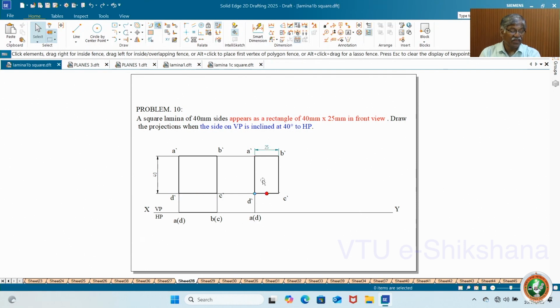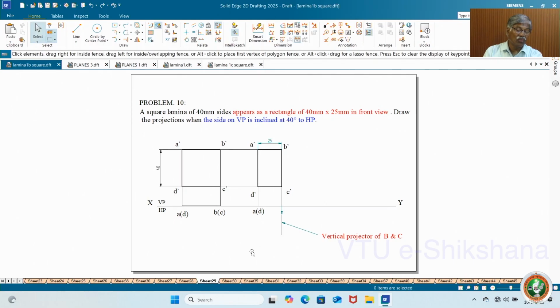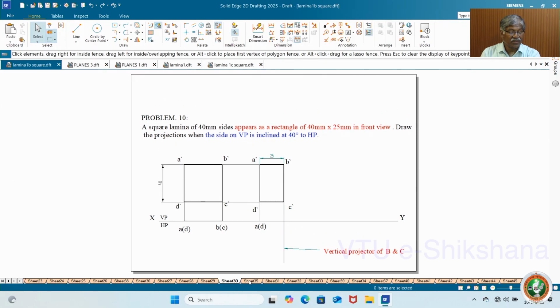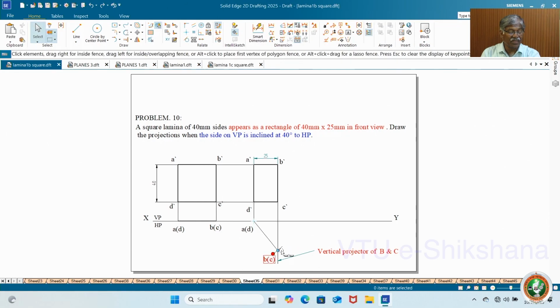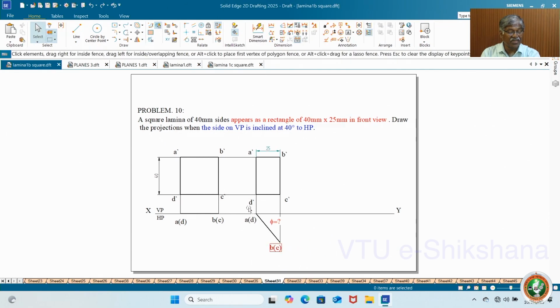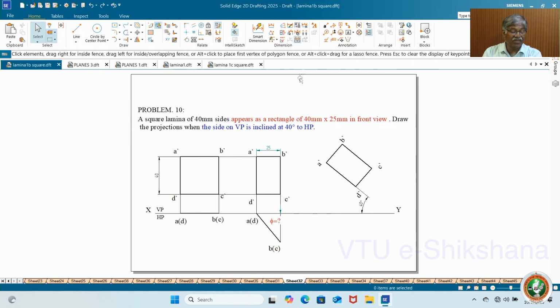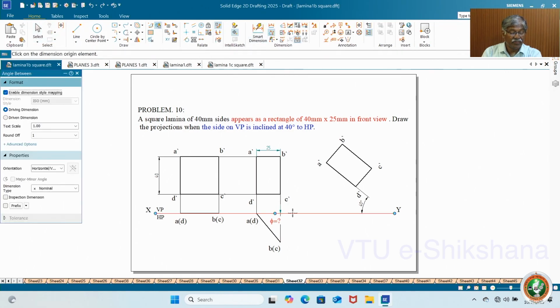Now you fix AD, then create the front view, then try to get the locus. This is the vertical projector of B and C. Then you take this top length as radius, with AD's center, draw an arc to get B and C. That is the point. So this is the vertical projector of BC. Then join BC and this AD, and you get the top view with inclination. You have to measure it. Can we easily measure? So now let us measure how much it is. See, it is coming to 51 degrees.